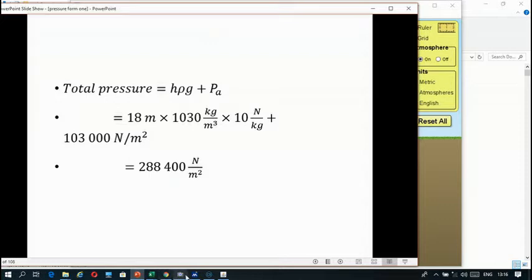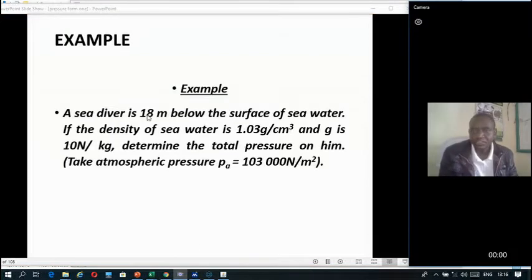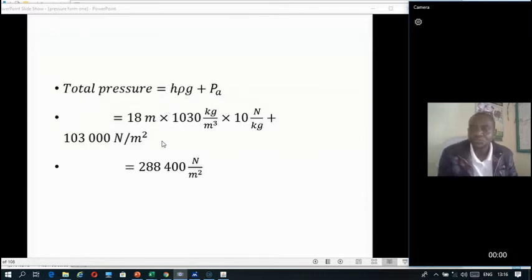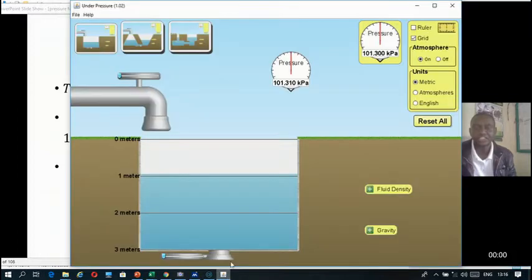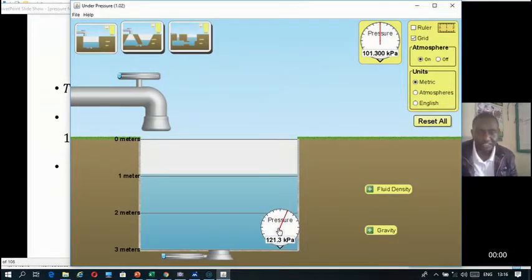So what were we saying? This person deep in the sea, 18 meters, is experiencing pressure due to the 18 meters of the water above him plus the atmospheric pressure. So you get the total pressure for this person is 18 times the density of the seawater times 10, then plus atmospheric pressure, and the answer will be 288,400.